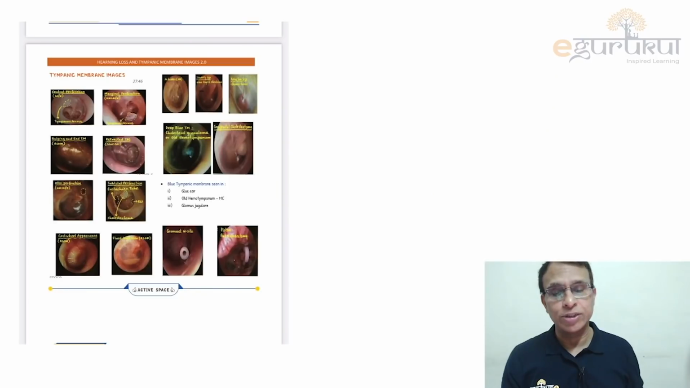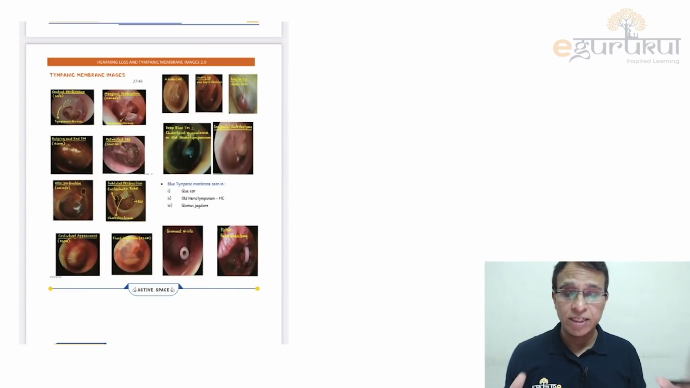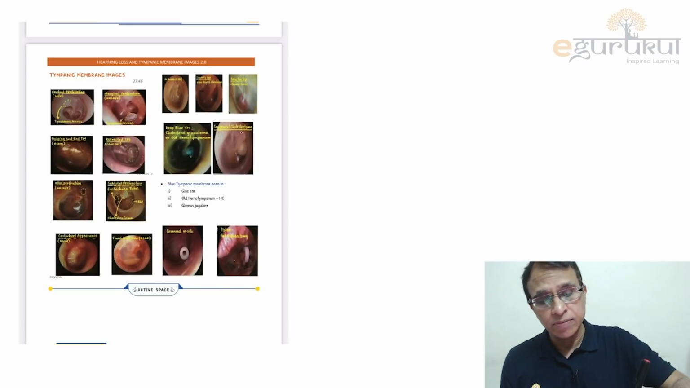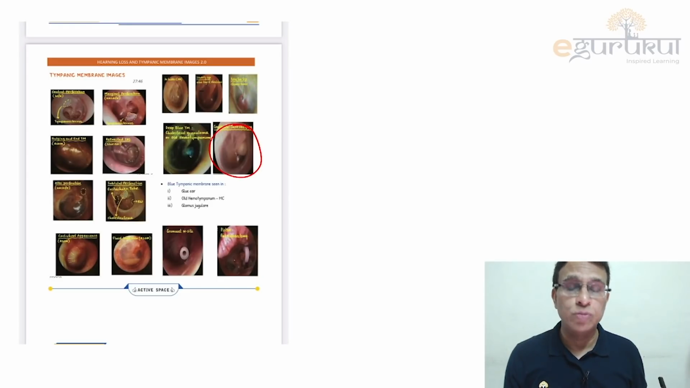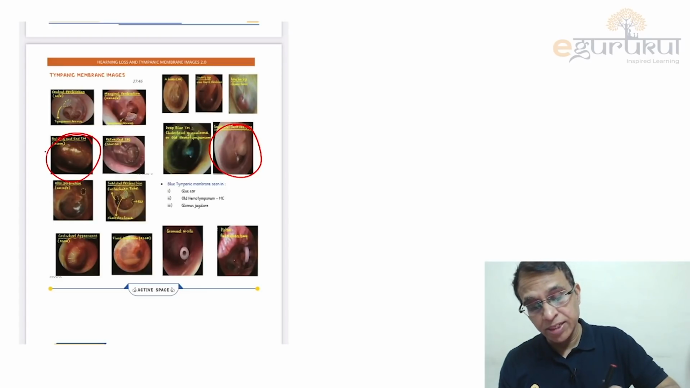Okay, next question. Now this is from the PDF file of the eGurukul. All the questions that were asked in ENT were from the eGurukul app and the PDF file. So this is one of the proofs that I've shown you so many images of the tympanic membrane. Here, this is congenital cholesteatoma, which looks very similar to a bulging of the tympanic membrane, and this is that bulging tympanic membrane.